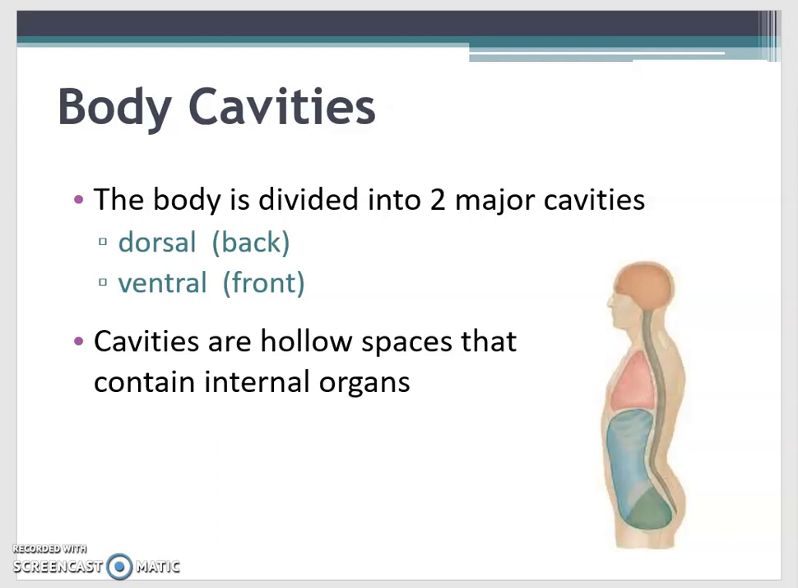Okay, we're moving right along with our discussion of body structure and directional terms. We have to also look at the concept of body cavities. The body is divided into two major cavities. We have the dorsal, which is the back cavity, and the ventral, which is the front cavity. Now, these are two major cavities. Things break down, of course, in smaller units from here. And let's keep in mind that cavities are hollow spaces that contain internal organs.